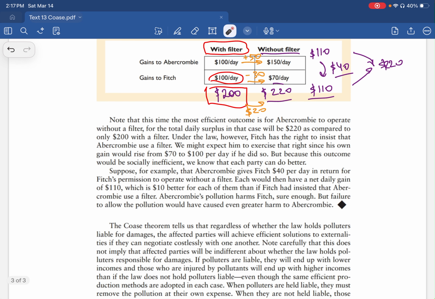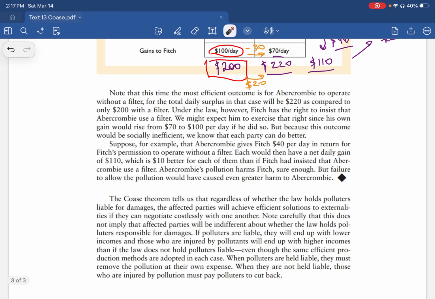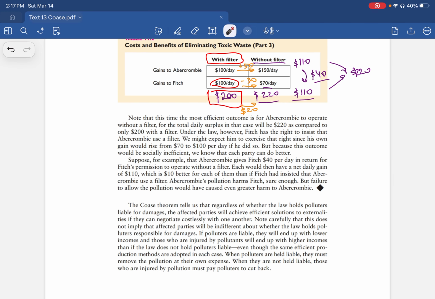So these are two examples that illustrate how people can ensure efficient outcomes in case of externalities if they are able to communicate and negotiate and come up with a mutually beneficial solution that also happens to be efficient.